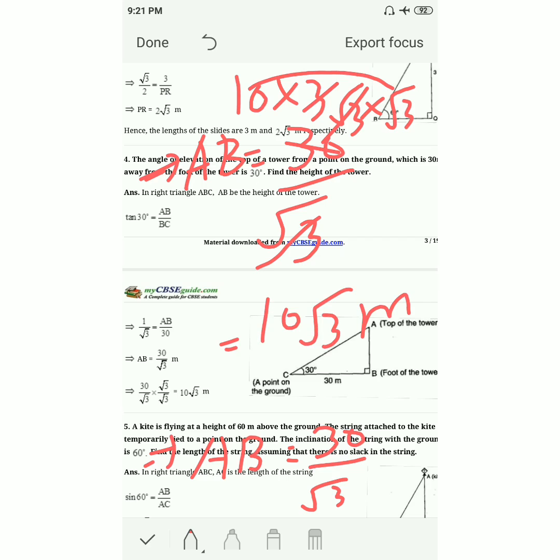Here the value of under root 3 is not given. So this is our final answer. So height of the tower is equal to 10 under root 3 meter. So at last we need to write height of the tower is 10 under root 3 meter.